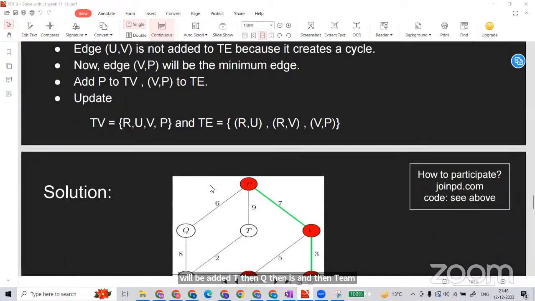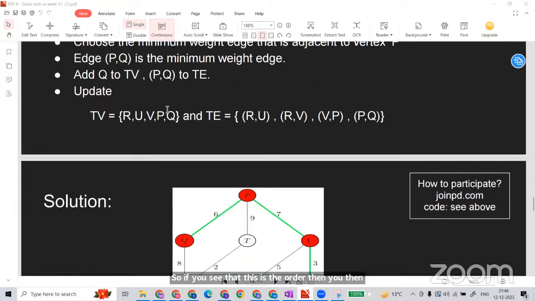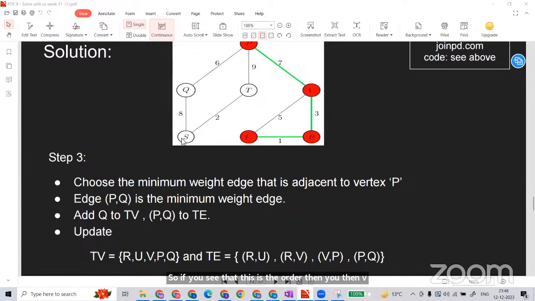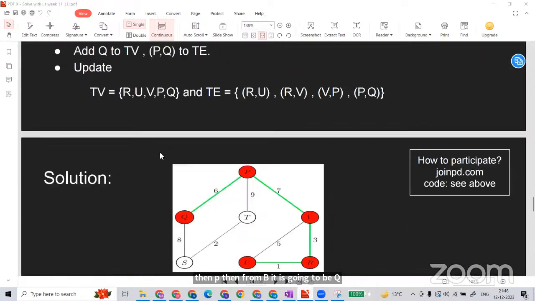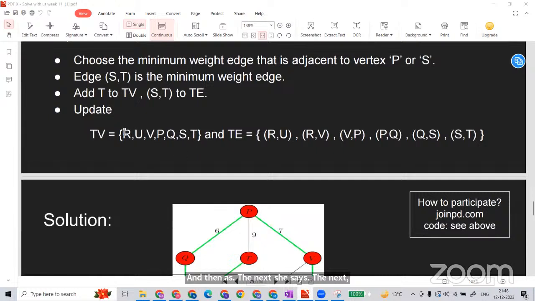So if you see that this is the order, then U, then V, then P, then from P it is going to be Q, and then S, the next is S, then after T. So T, so this is the TV. So this is the order of the vertices, and edges will be in the same order we can write.